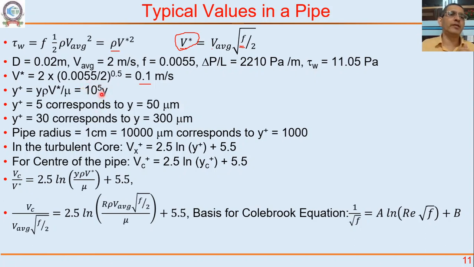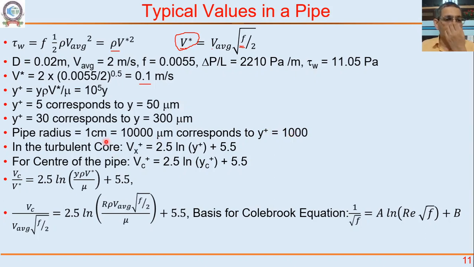Now we want to find out the thickness of the laminar sublayer. The thickness of the laminar sublayer is at y plus equal to 5. From this expression, y plus equal to 5 would mean y is 50 microns. The edge of the buffer layer is y plus of 30, which means y of 300 microns. The pipe radius is 1 centimeter. If I put 0.01 meters there, y plus would be 10 raised to 5 into 0.01, so 1000. 1 centimeter is 10,000 microns, which corresponds to y plus of 1000.